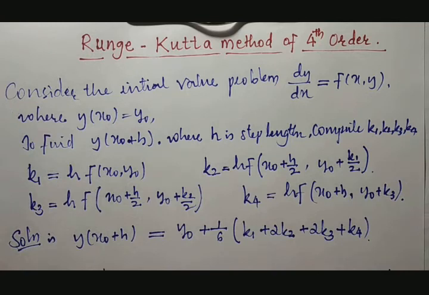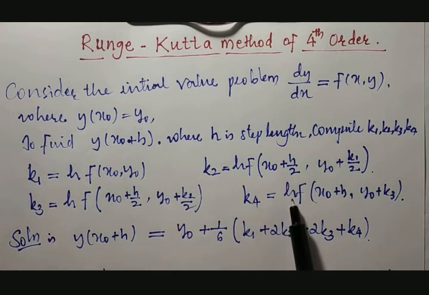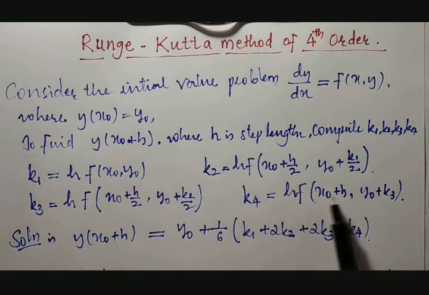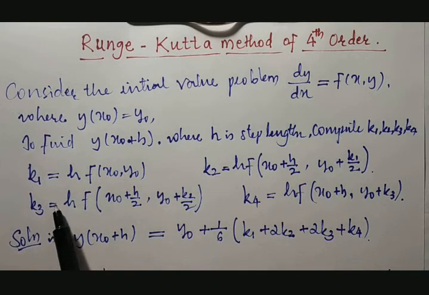Y naught is the initial value of y plus k1, which is already calculated in the previous step, divided by 2. Next, to obtain k3, we need to use the relation h into f of x naught plus h by 2, same initial value of x plus half of the step length, comma y naught plus k2 by 2. Y naught plus k2 by 2 means the recently obtained value of k2 divided by 2. Then k4 will be obtained by using the relation h into f of x naught plus h, y naught plus k3. Means x naught will be added with its step length and y naught will be added with the previous value of k, that is k3.